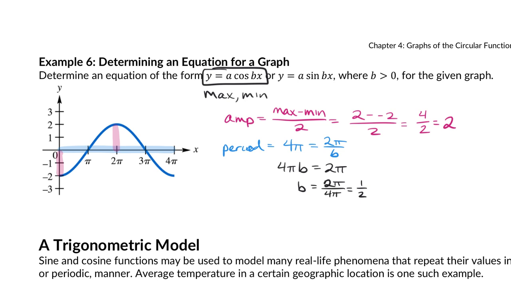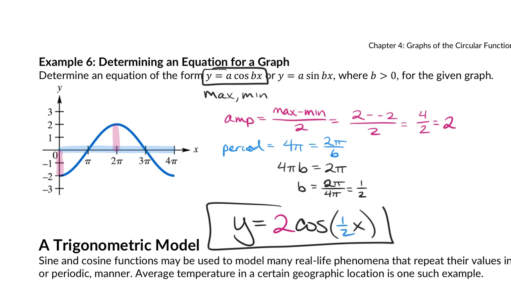All we needed was 3 things. To choose between sine and cosine, we've done that. To find the number we'll plug in for a, we've done that. To find the number we'll plug in for b, we've done that. This means that this answer is going to be y equals 2 cosine of 1/2 x. You plug the a where the a goes and the b where the b goes.